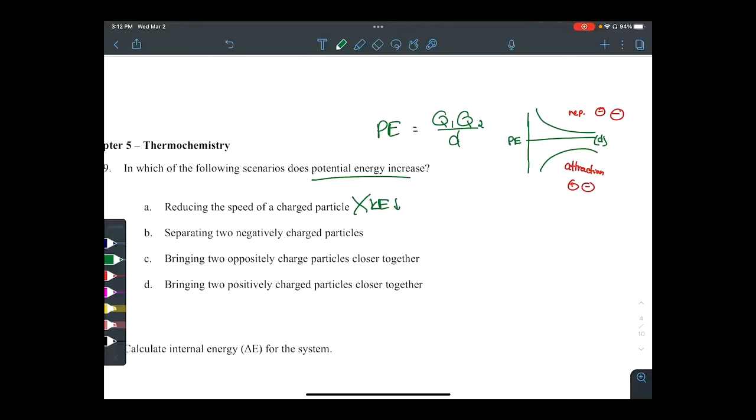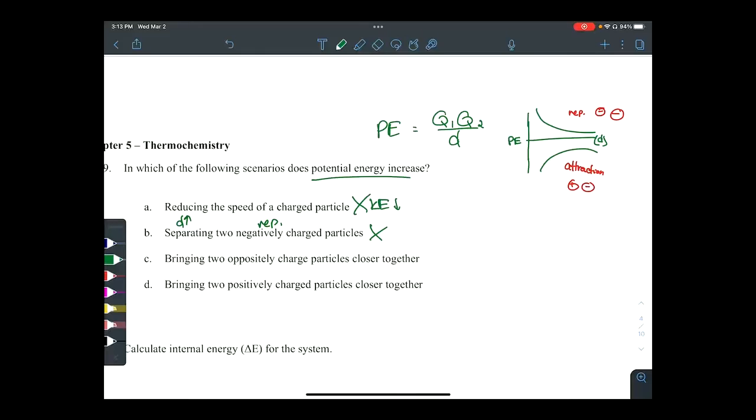All right, separating two negatively charged particles. My approach here is to identify: are you in repulsions or attractions? And then ask yourself, are you increasing D or decreasing D? And then you just look at the graph. So are we in attractions or repulsions? Repulsions, so we're at the top of the graph. If we separate them, are we increasing D or decreasing D? Increasing, so is potential energy going up or down? Down, we're going lower. So B is no.